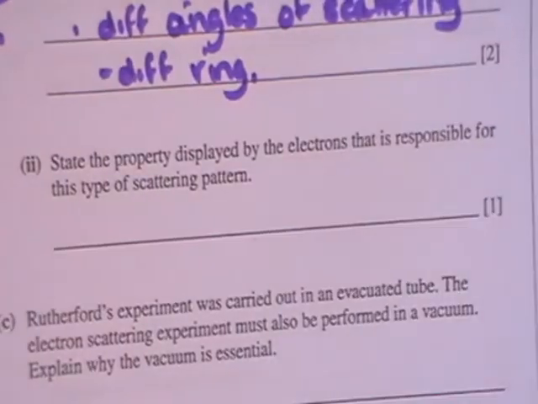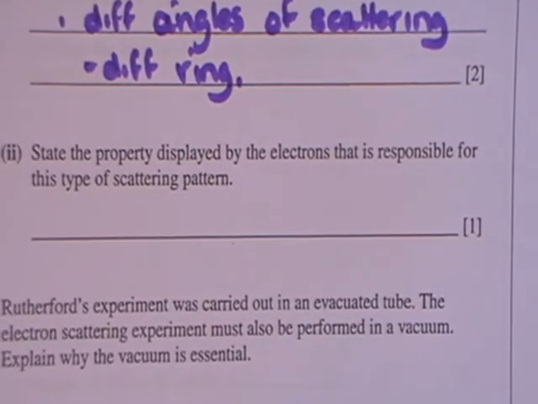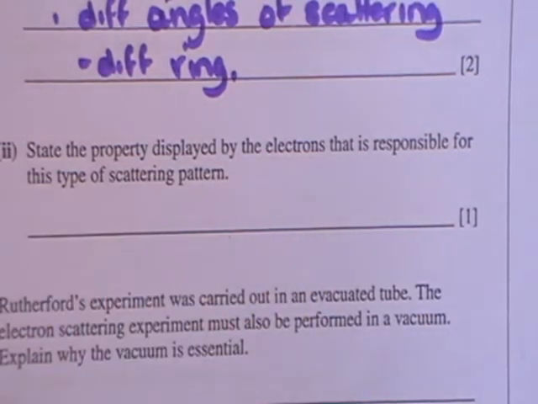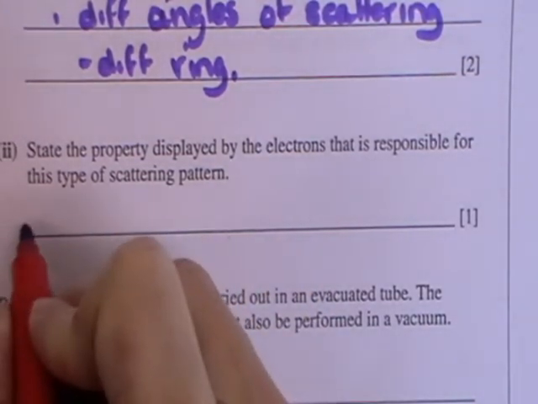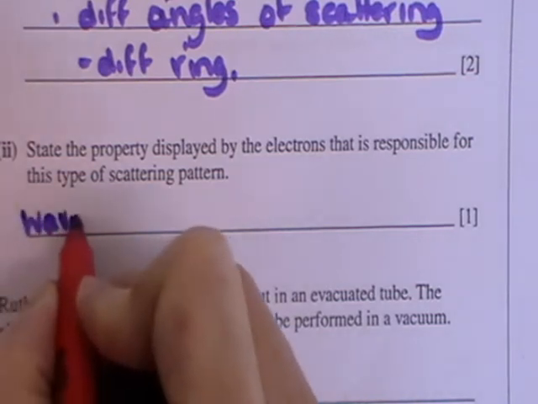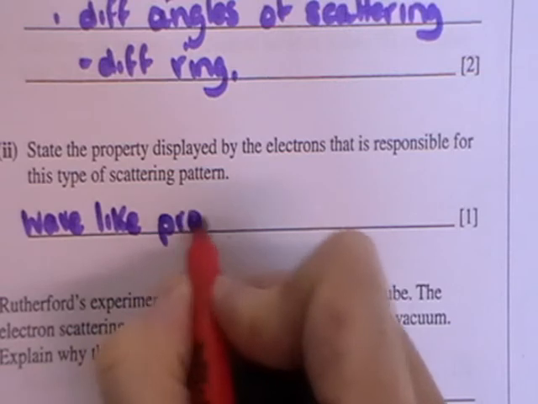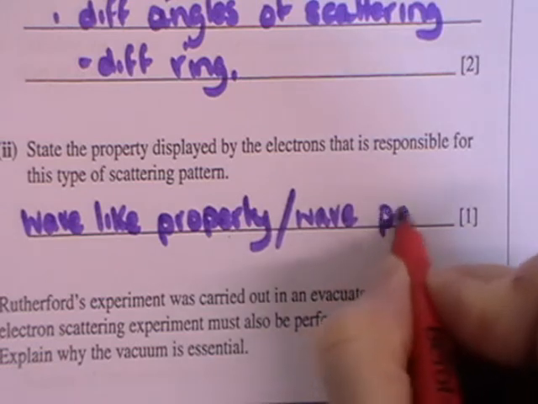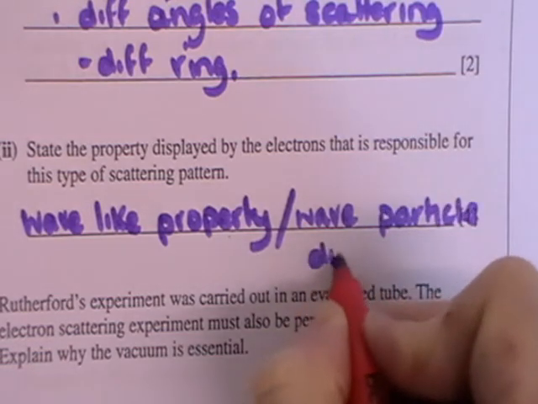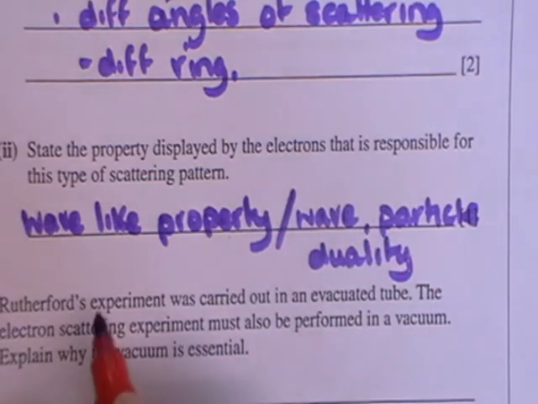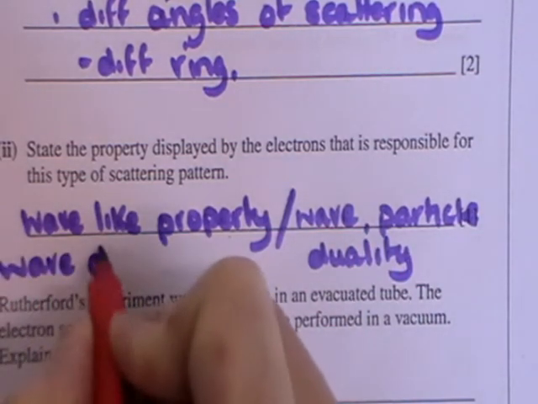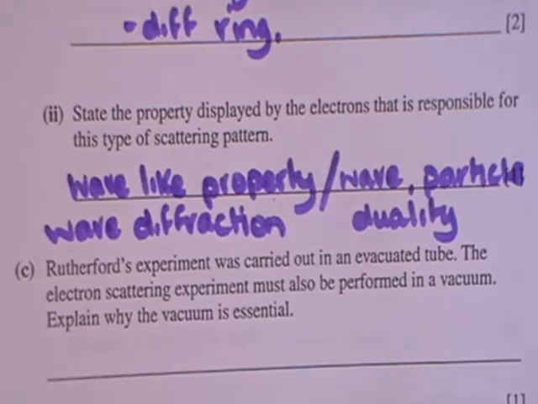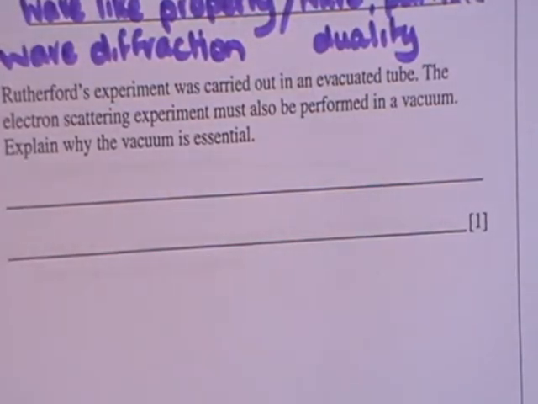State the property displayed by the electrons that is responsible for this type of scattering pattern. There's a number of answers they wouldn't have minded. This is a property belonging to waves, so it's a wave-like property. You could have said that this shows wave-particle duality. Or wave diffraction. So all those things, this is a property which belongs to waves, even though electrons are actually particles.